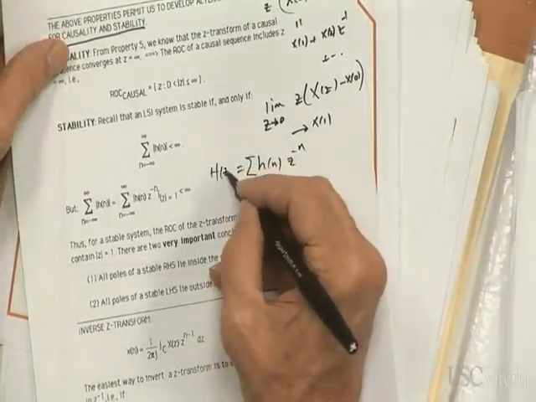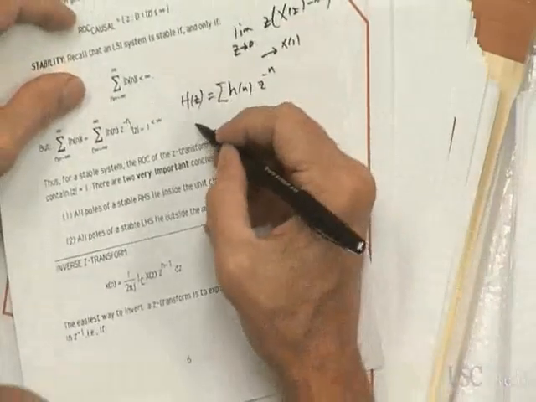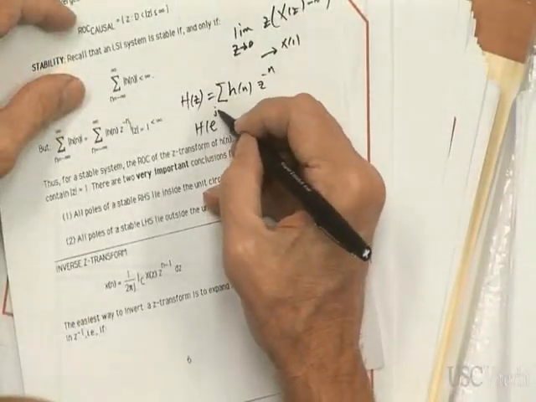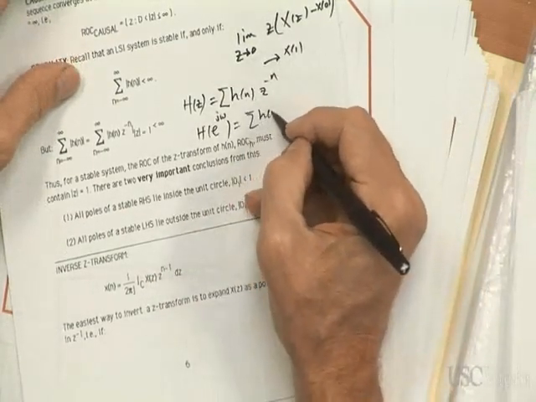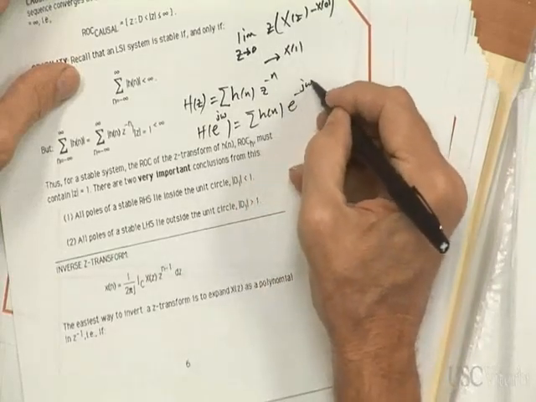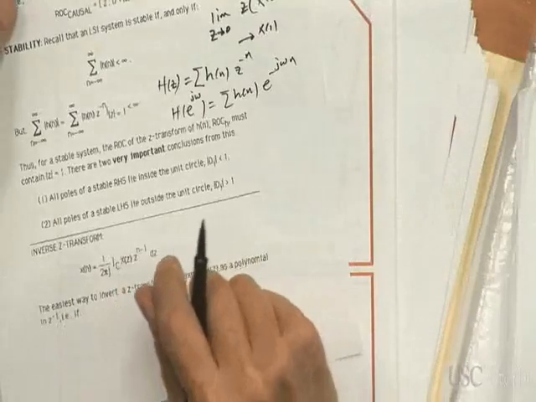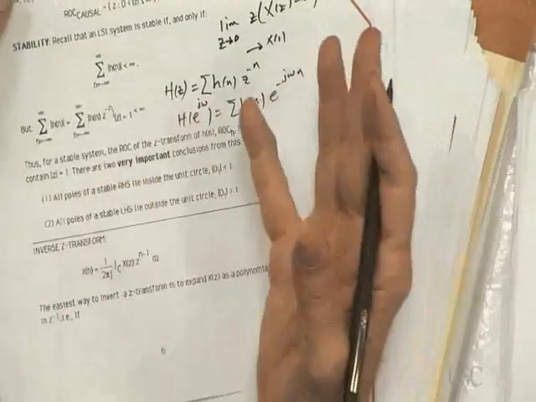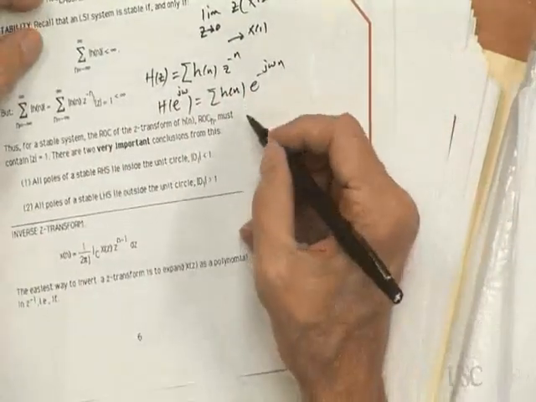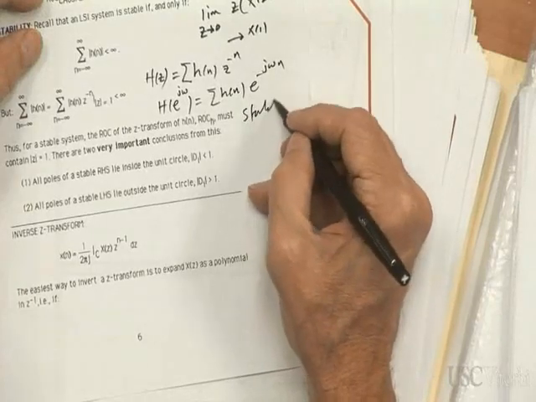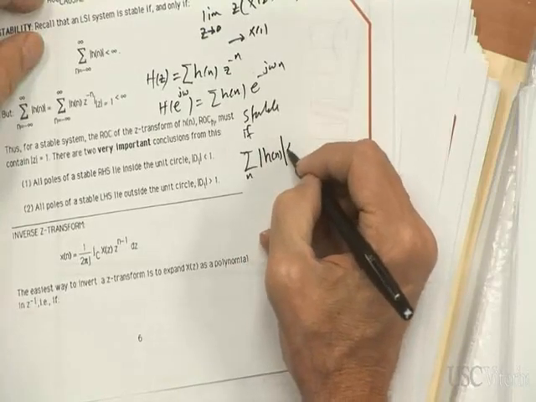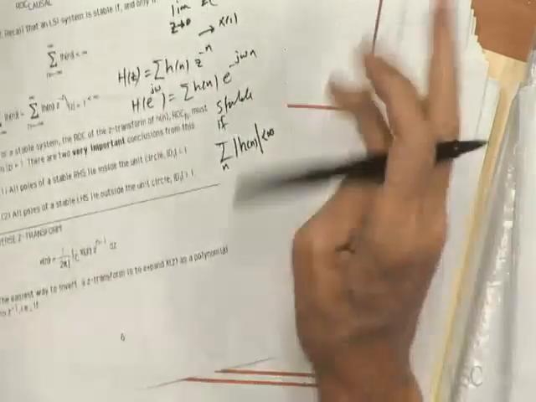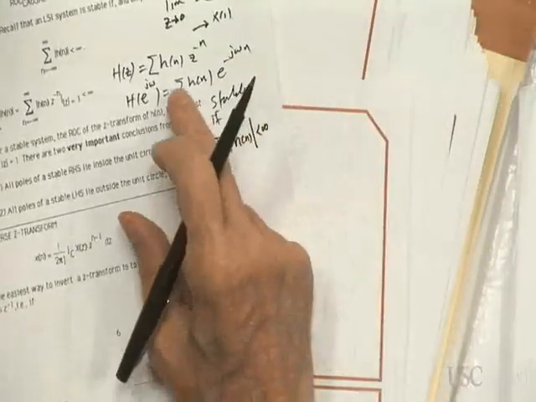H of z. Okay? Now I ask you, what is H of e to the j omega? In other words, that's z along the unit circle. What's that equal to? Well, that's summation h of n times e to the minus j omega n, basically the DTFT. Now I ask, when is an LSI system stable? Well, we know an LSI system is stable if summation over n of the magnitude of h of n is less than infinity.